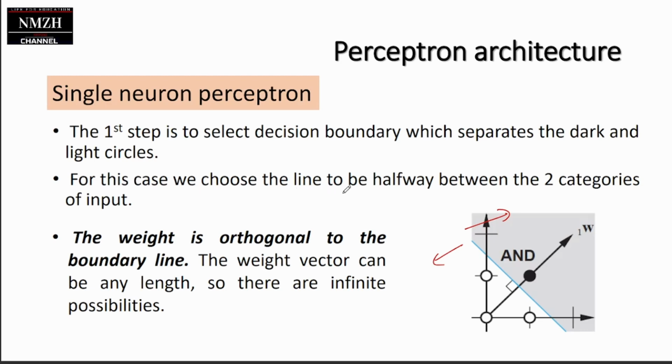For this case, we choose the line to be halfway between the two categories, right? Okay. So the weight is orthogonal to the boundary line. Just now we did discuss the orthogonality of boundary and weight, right? So if we have this, the weight happens to be here. Because it is orthogonal, there are infinitely many possibilities of any length. So this one could be here or here or here or there. So it depends on how we choose them, right?